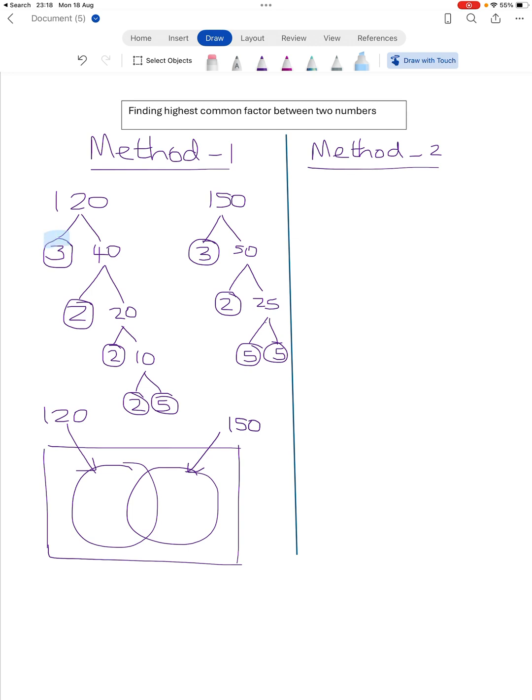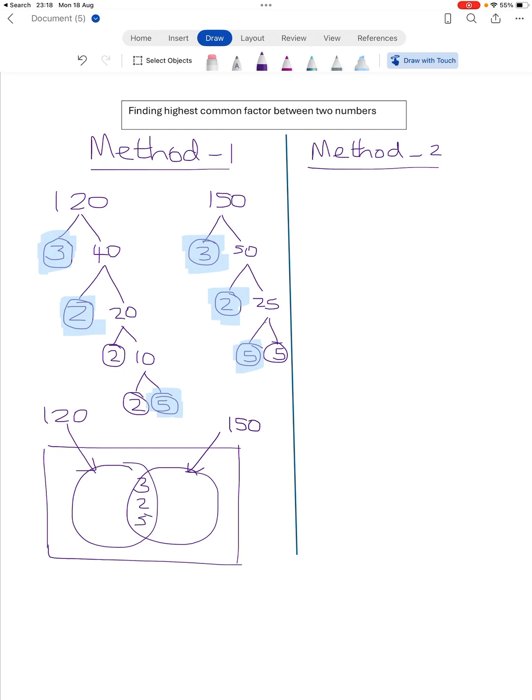So for 120 and 150, we got a 3 that's common. I'm going to put that in the middle. And I've got number 2 in both of them, so 2 is also a common number. And I've got one more, number 5, that is a common number. So I'm going to write that down in the middle as well.